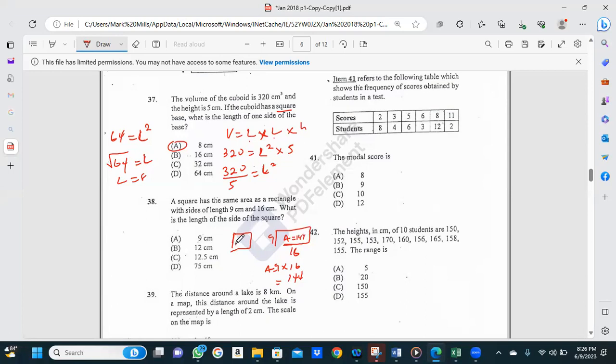And the area here is also 144. So if here is 144, here is 144. I want to find the length of one side. What will I do?